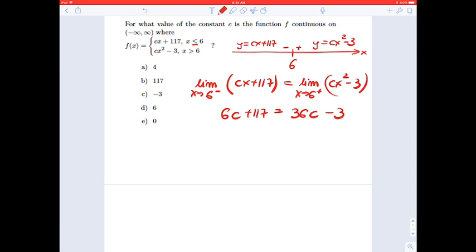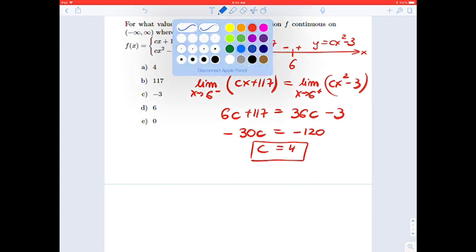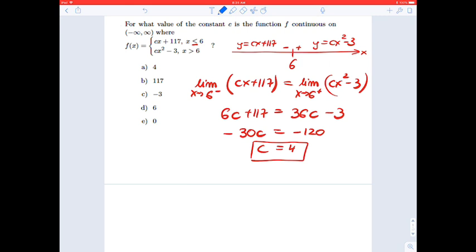Subtracting 36c from both sides, I have negative 30c, and subtracting 117, I have negative 120. Dividing by negative 30, I think it's 4. That means c is 4. If c is 4, I mean I did answer the question, but let's just check one thing.